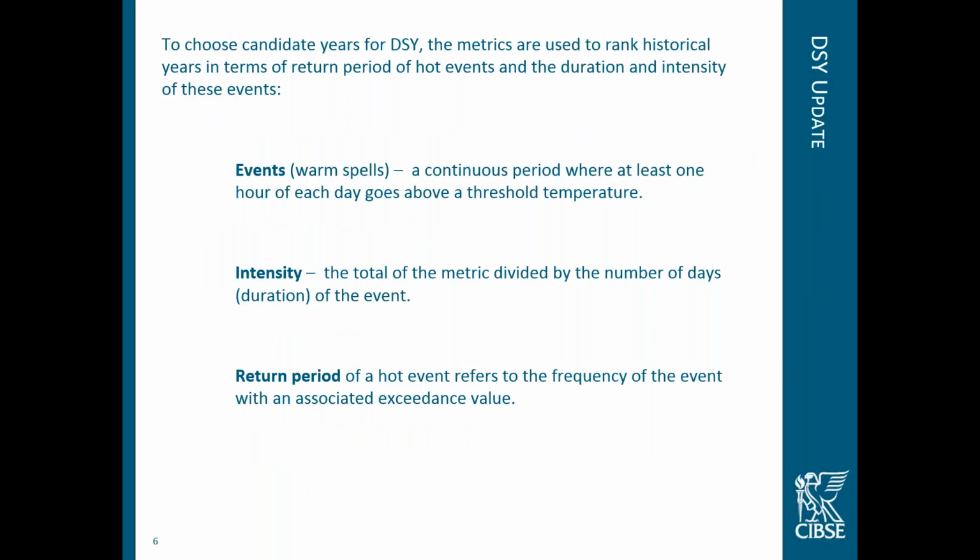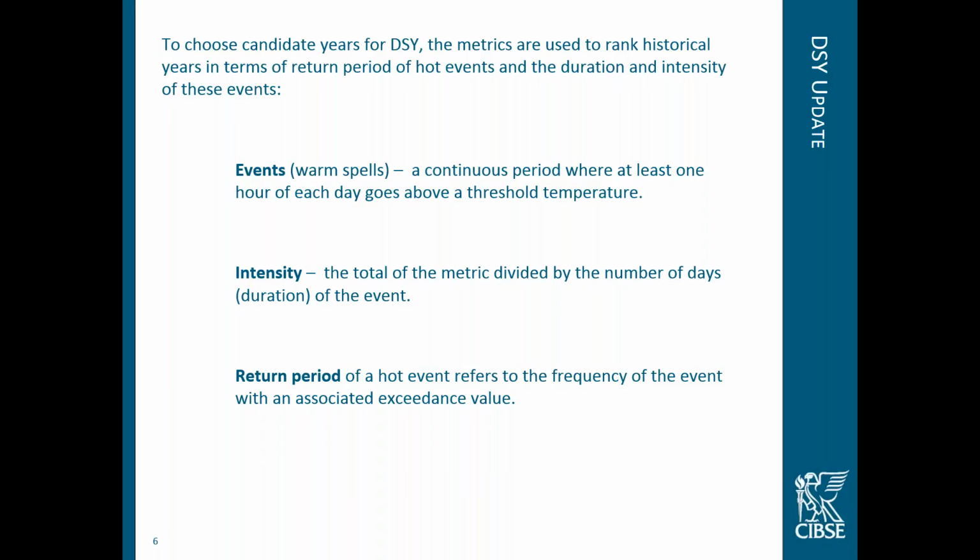So to choose the candidate years for design summer years, the metrics are used to rank historical observed years in terms of their return period of hot events, the duration of these events, and the intensity of these events. Now, this is quite important because instead of having one design summer year, we have 3 design summer years for all locations. Understanding what each of these files represents will enable designers and practitioners to use them to best assess overheating risks within their buildings.